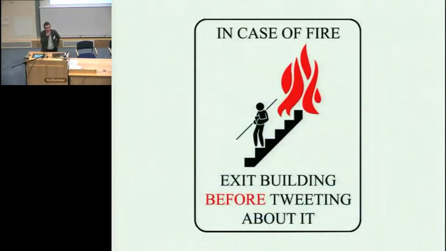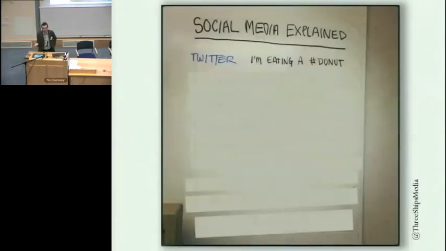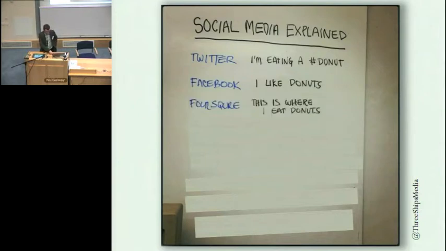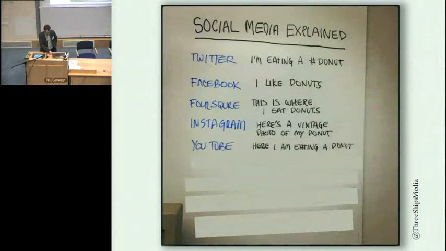The internet is very popular, and people like social media in particular, as we've been seeing these last 2 days. You've probably seen this recently. It's Social Media Explained, but if you haven't, these are the distinctions between social media. Twitter, if you're talking about a donut: I'm eating a donut. Facebook: I like donuts. Foursquare: this is where I eat donuts. Instagram: here's my vintage photo of a donut.